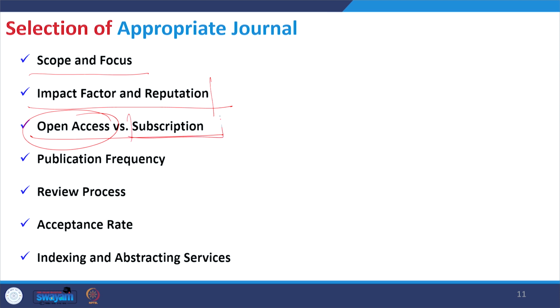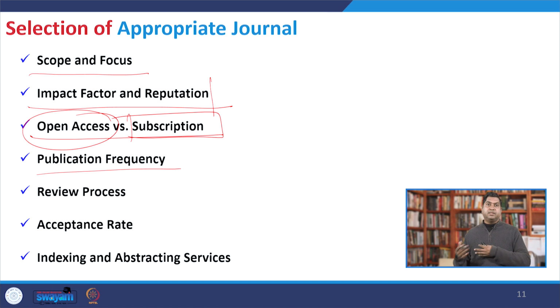And subscription based is just the way you want to publish. The advantage of open access, definitely, is that it will be accessed by many regardless of subscription, so the chances of getting citations will be more.